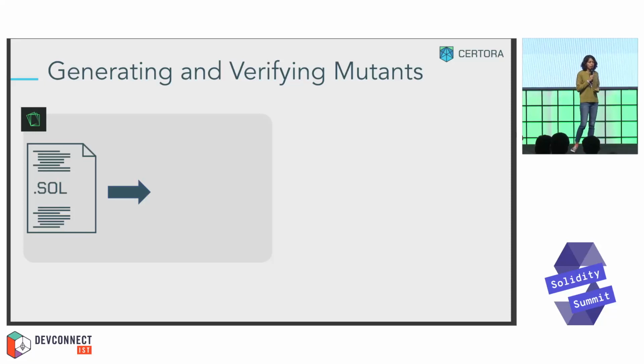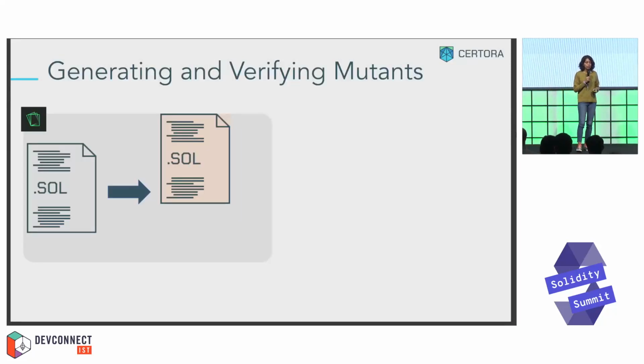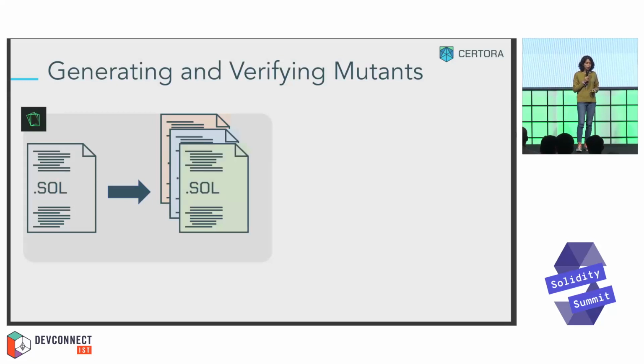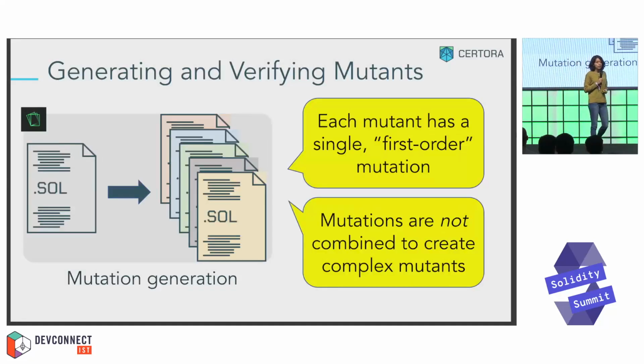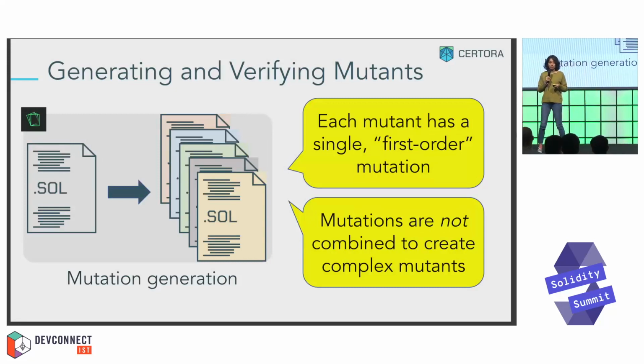Okay, so how does Gambit work? The key idea here is we generate mutants and then we verify them. We start with one Solidity file, we call Gambit, and we generate a bunch of variations of that file. The important thing here is that Gambit is a first-order mutant generator. What does that mean? It means that every mutant that Gambit generates has one change and one change only. So it's not doing any compound mutations or anything like that.